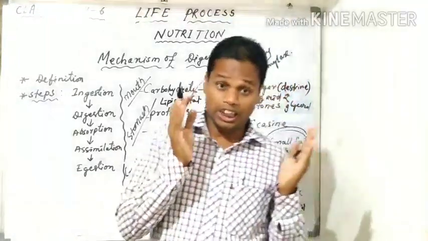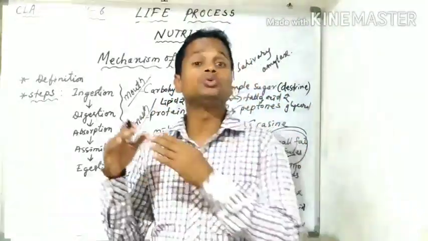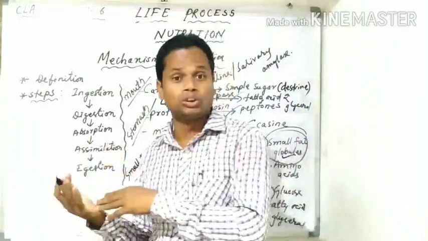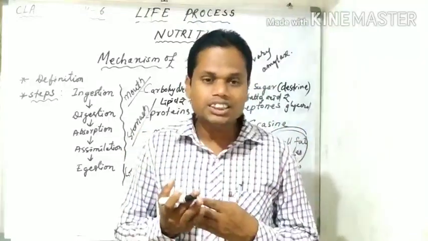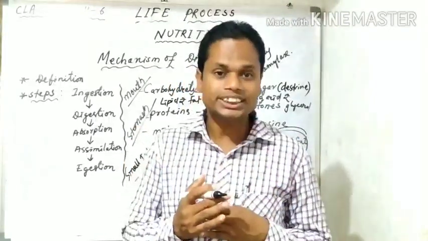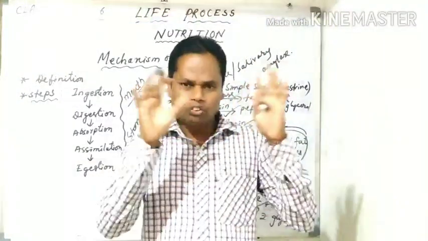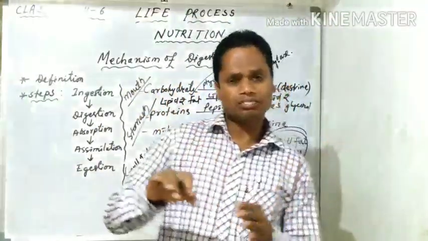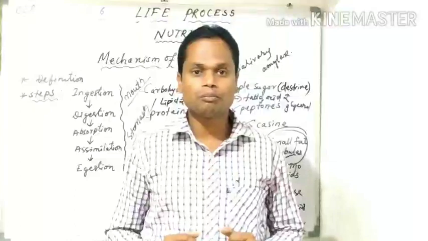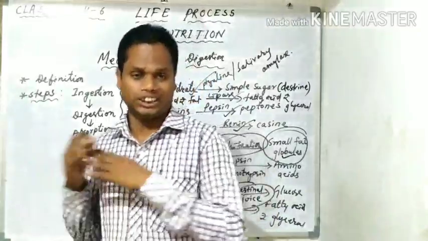Like that, lactose is converted into glucose by lactase. Sucrose is converted into glucose by sucrase. Galactose is converted into glucose by galactase. Like this, these all are the succus entericus or intestinal juices. They help in the digestion of food. So, in an overall manner, the carbohydrate is converted into glucose, protein is converted into amino acid, the lipid and fat is converted into fatty acid and glycerol.